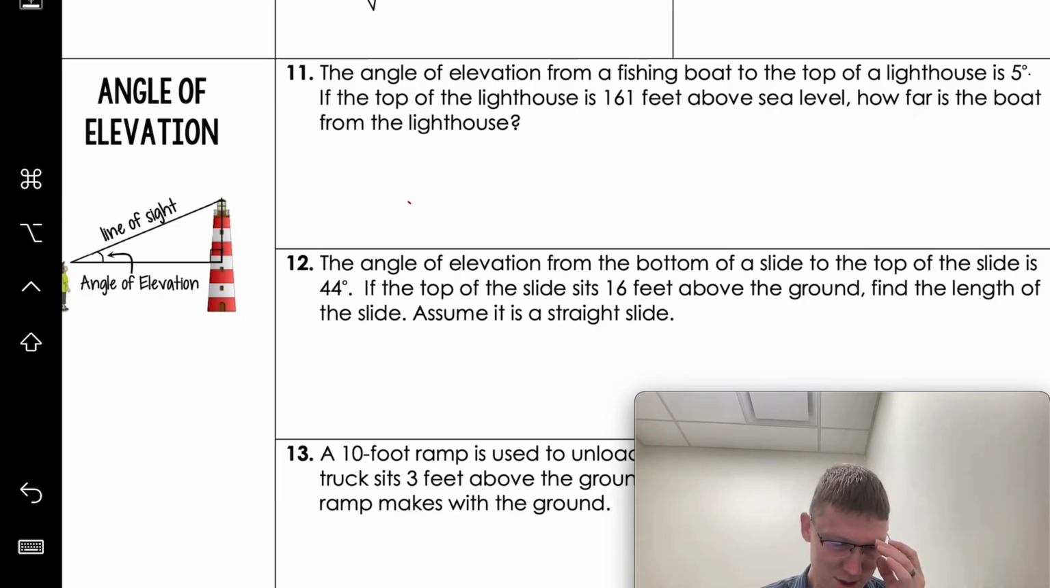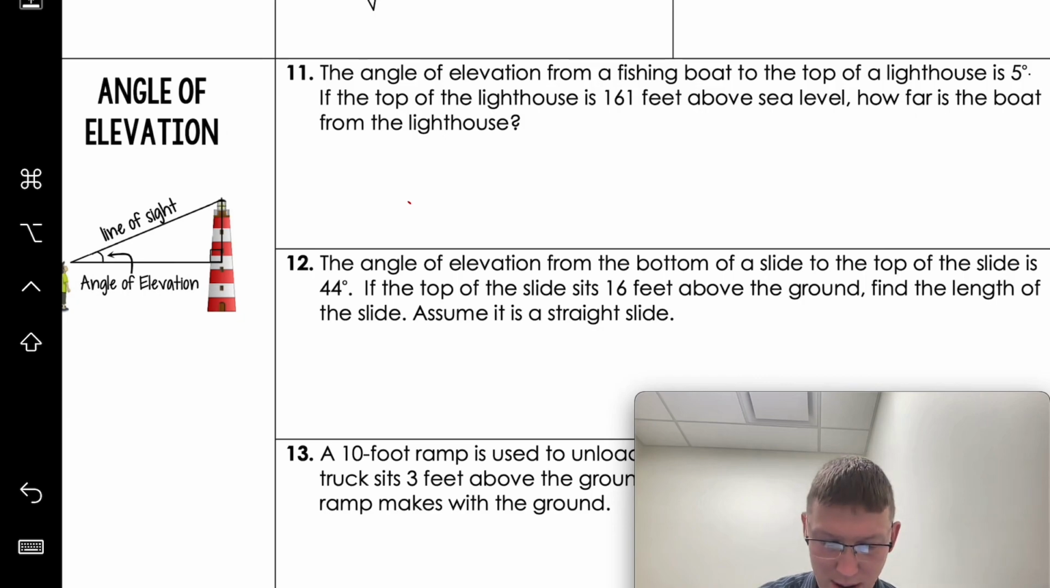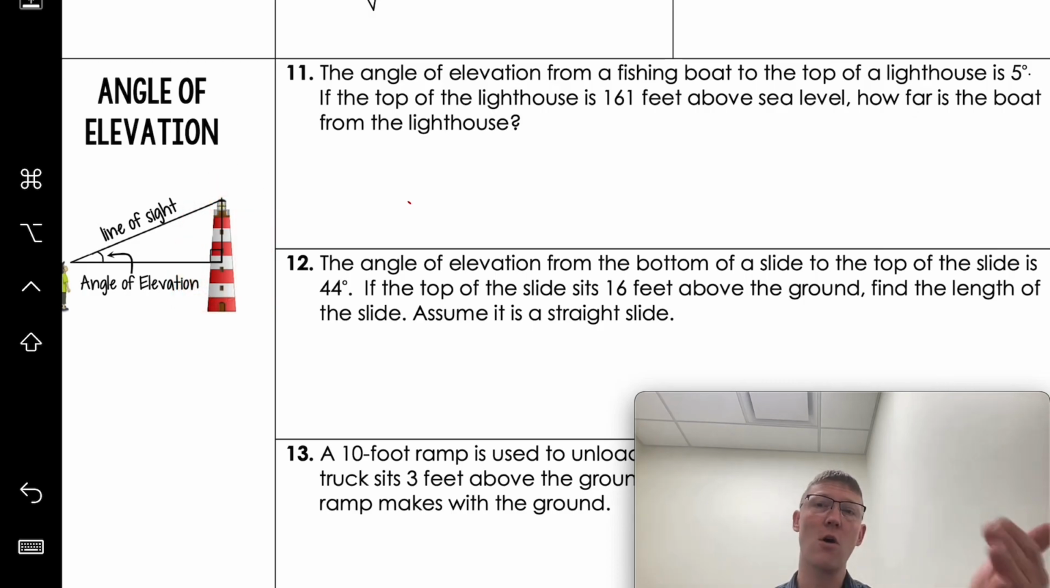Here we go. Number 11 says the angle of elevation from a fishing boat to the top of a lighthouse is 5 degrees. If the top of the lighthouse is 161 feet above sea level, how far is the boat from the lighthouse? So what we can imagine, number one, your strategy: draw a picture. Always draw a picture. We have a picture over here already, and we're talking about angle of elevation. This is kind of a slick way of, if you have a known distance, like a lighthouse of a known height, you can figure out how far away you are.